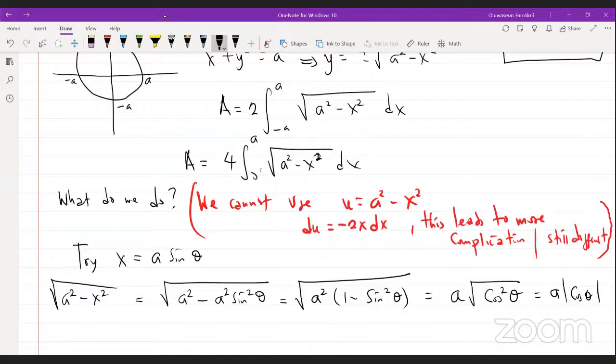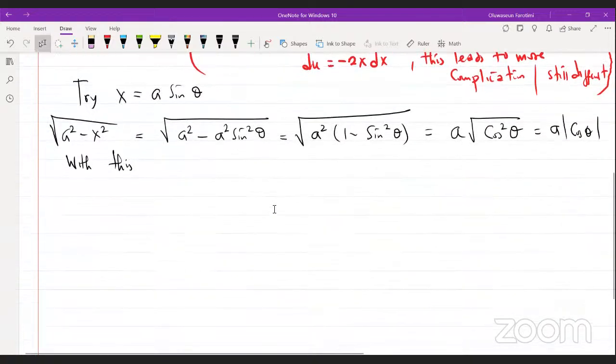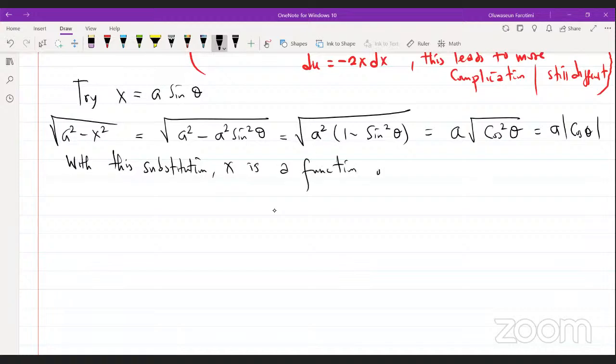So what do we know, guys? With this kind of substitution, we see that x is a function of theta, right? So let me just write that down. With this substitution, x is actually a function of theta. Now you can actually solve the integral with this new guy.